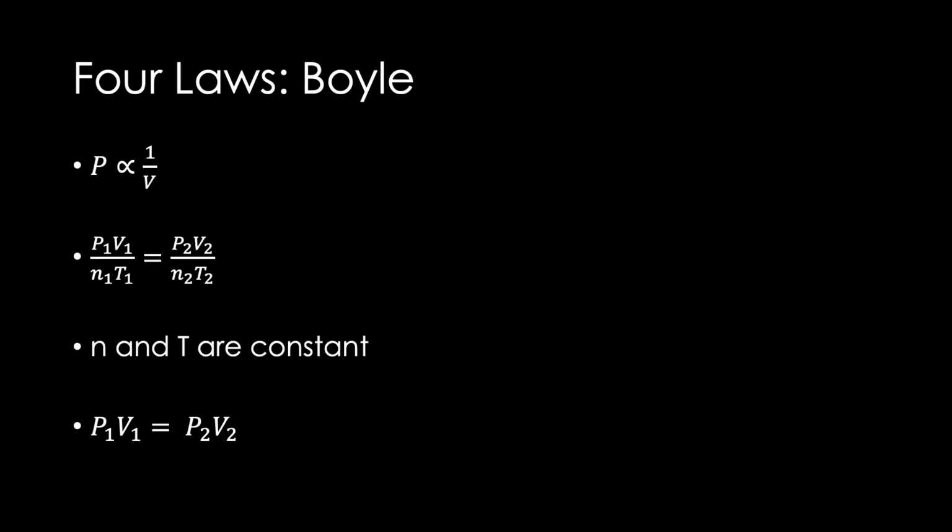Our equation is P1V1 equals P2V2. Since n and T are constant, we just cover them up to derive our equation. Essentially, all we're left with is the numerator of our ideal gas law, so we get P1V1 equals P2V2.